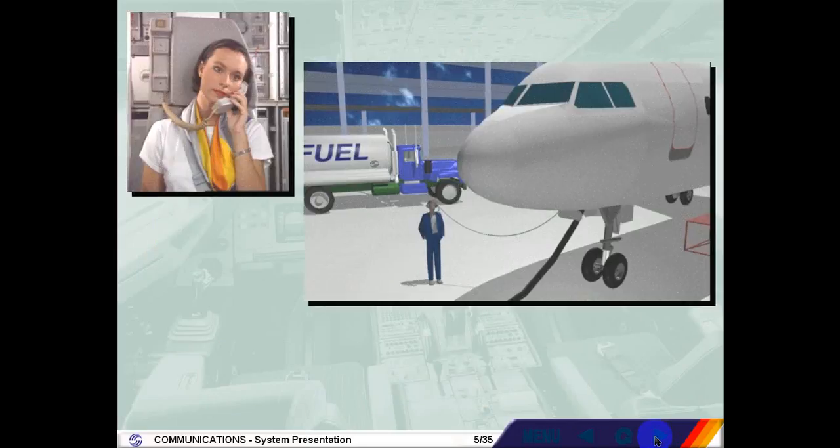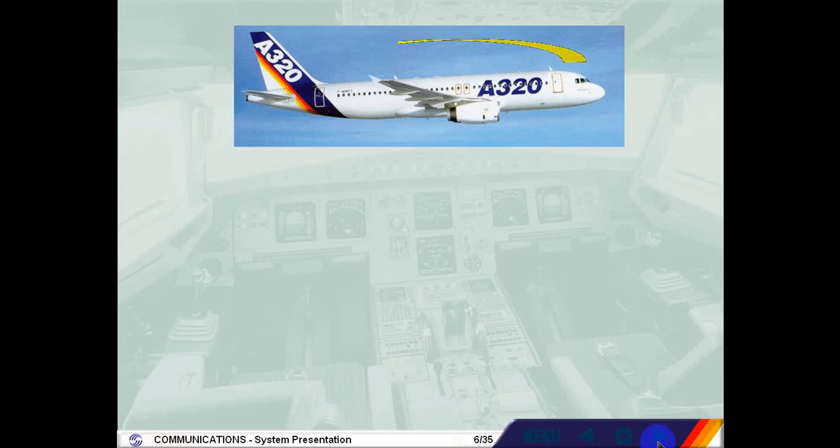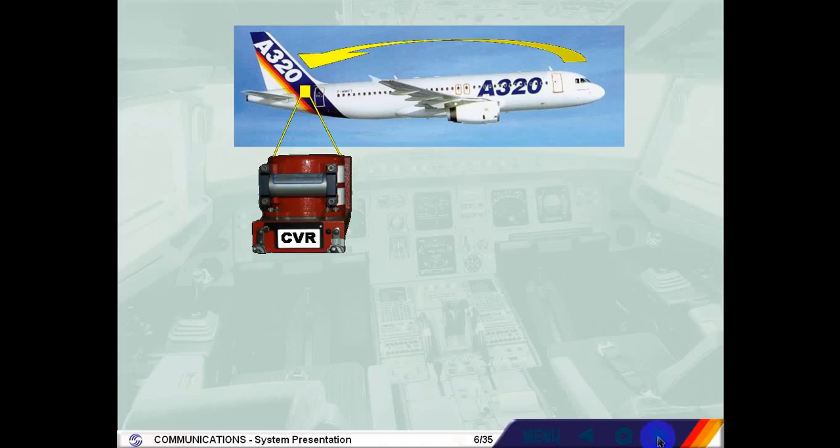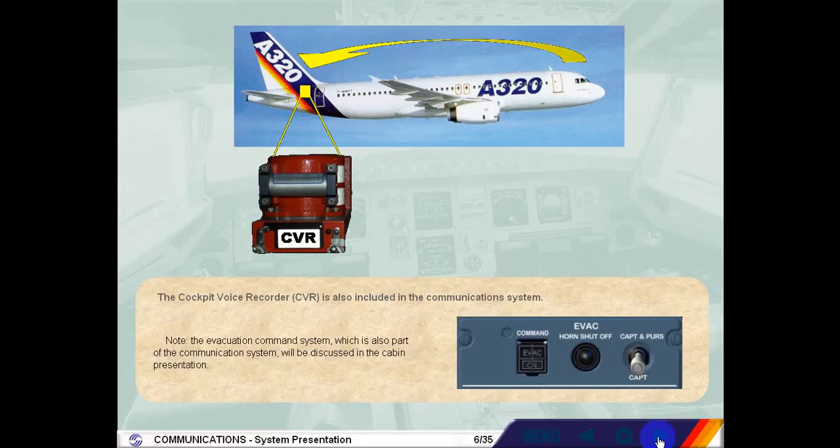In addition, there is a call system which enables the cockpit to call the ground mechanic and the cabin crew, or the ground mechanic or the cabin crew to call the cockpit. The cockpit voice recorder, CVR, is also included in the communication system. Note, the evacuation command system, which is also part of the communication system, will be discussed in the cabin presentation.